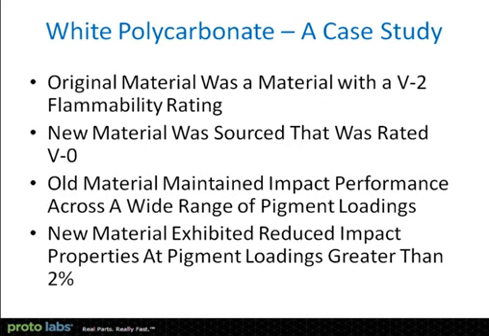Another example where we have interactions between a pigment and an additive in the material. This is a white polycarbonate that was being manufactured with a V2 flammability related polycarbonate. And the material, the base resin, was changed to a V0 rated material, which means it's got a little more flame retardant in it. Not a great deal more, but a little bit more. What we discovered as we got into the new material was that the new material was very sensitive to pigment loading. And if we got pigment loadings of TiO2 higher than 2%, we started to see reductions in impact strength.